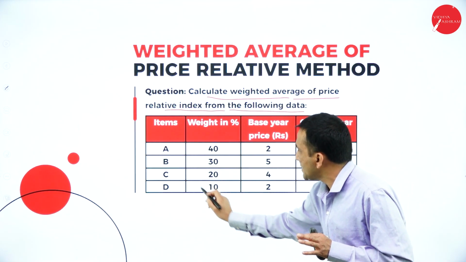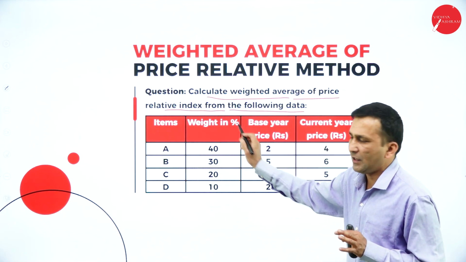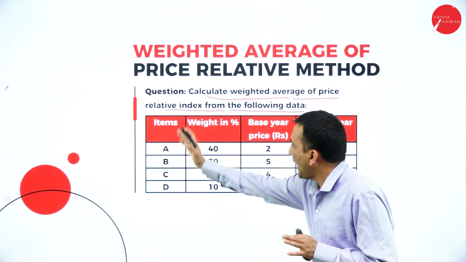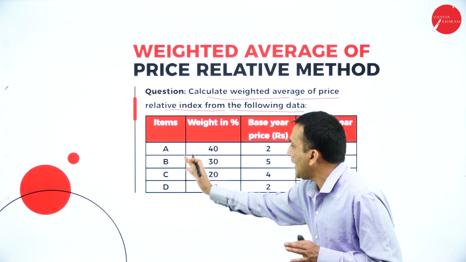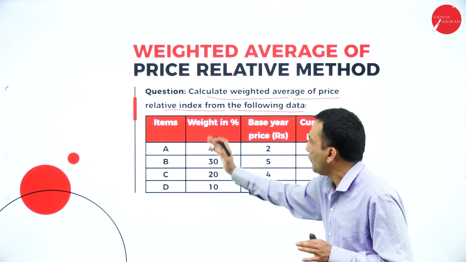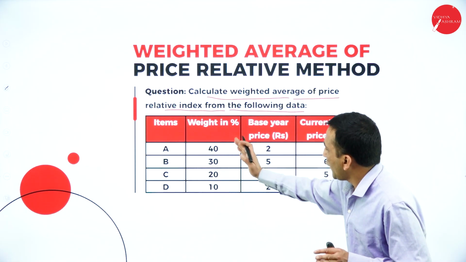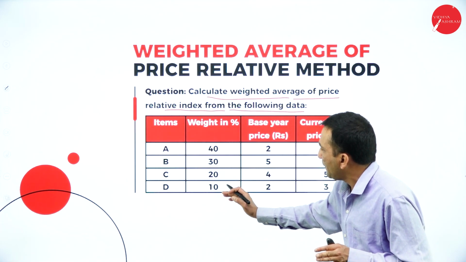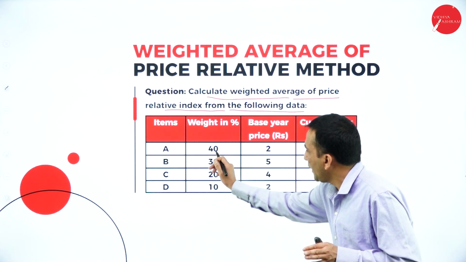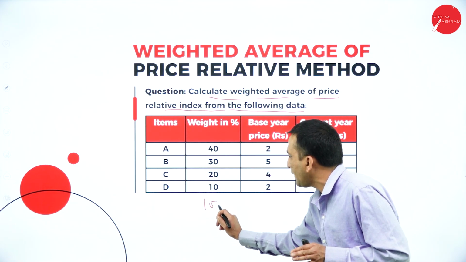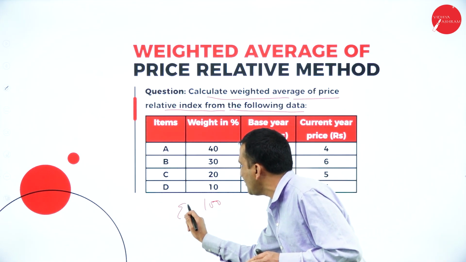Now the percentage weight is given. In the question, the items are given: A item, B item, C item, D item, and the weights are also given: 40%, 30%, 20%, and 10%. If you add them together, we get 100%, which is nothing but sigma W.